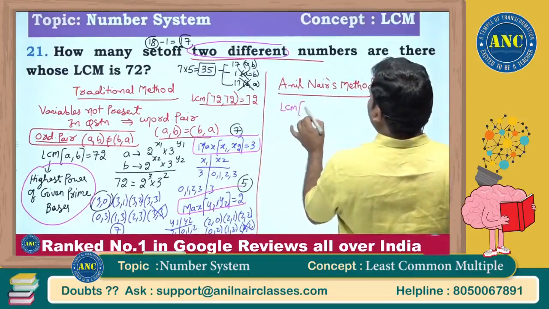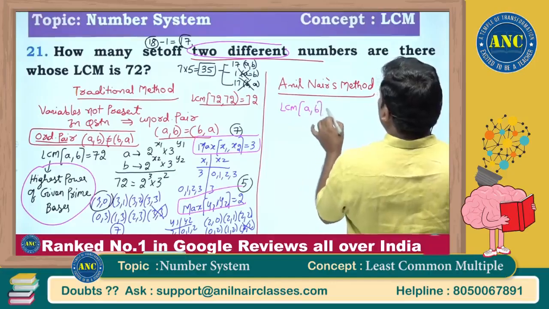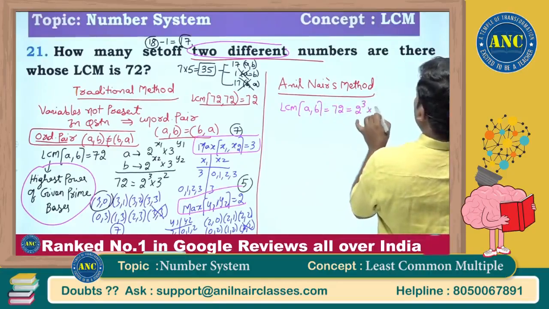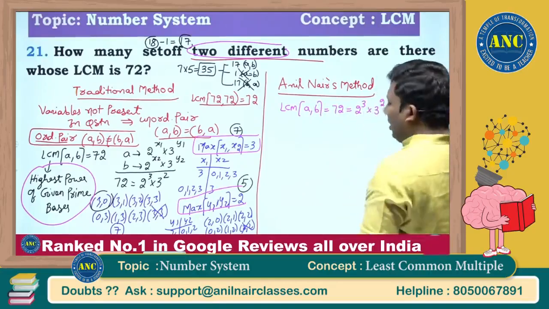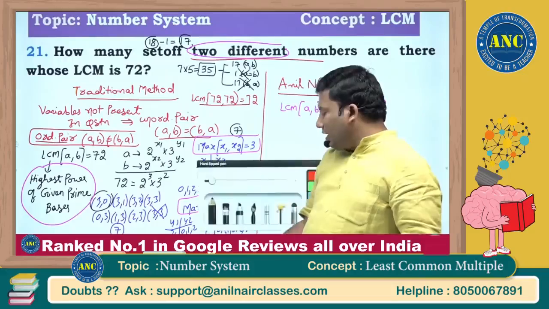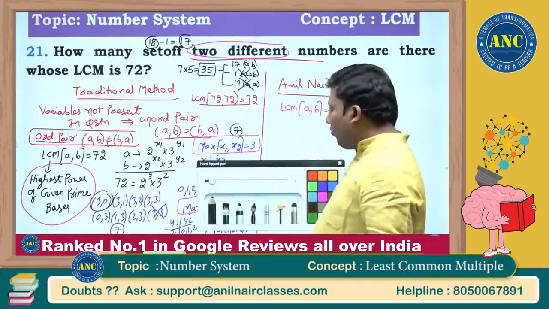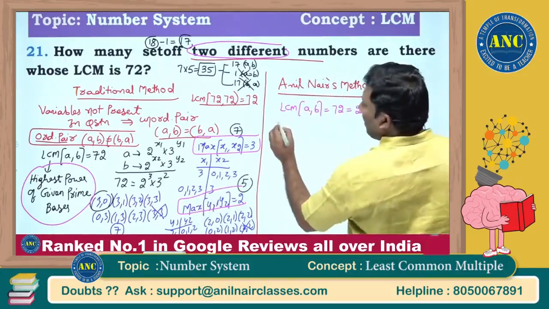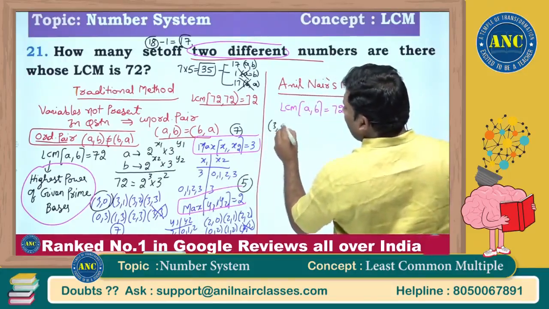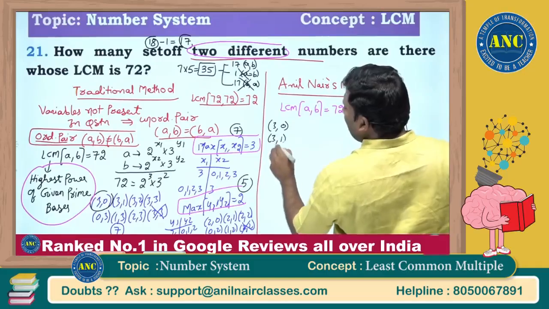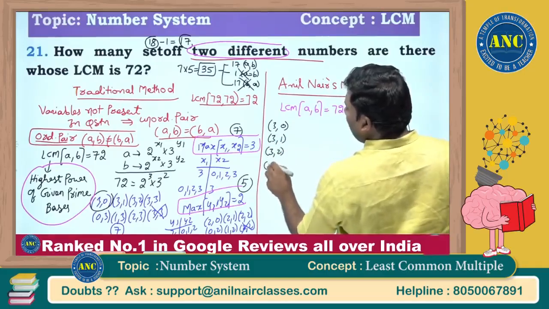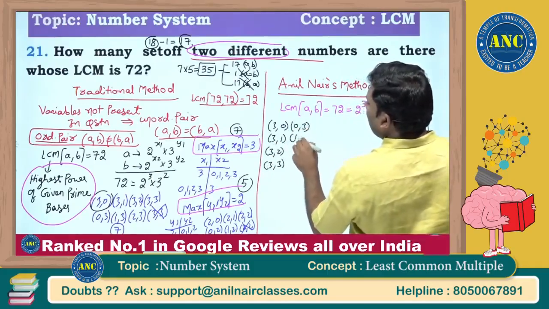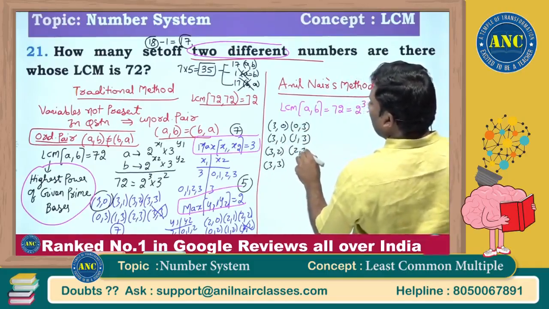LCM of A, B equals 72. 72 is 2 power 3 into 3 square. Now, what are the cases we got? First we will write down the cases, then it will be crystal clear. It is a one-step answer, sir. 2 power 3 with 2 power 0, 2 power 1, 2 power 2, and 2 power 3: 0, 3; 1, 3; 2, 3 and 3, 3.